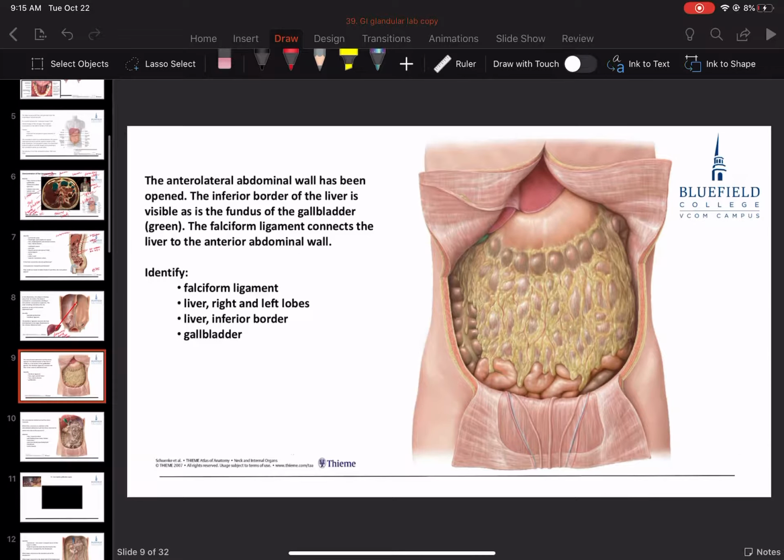The next series of slides that I have represent a series of dissections through the abdomen. We'll mostly focus on the glandular aspect, but a lot of this stuff is going to be familiar to you.